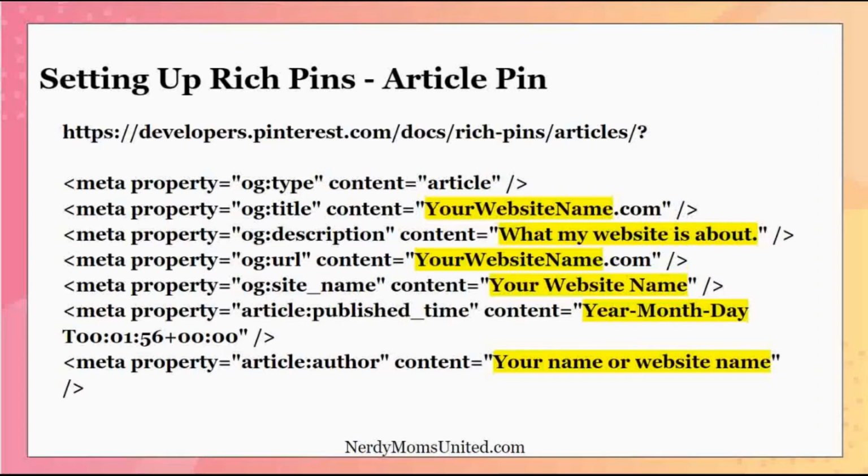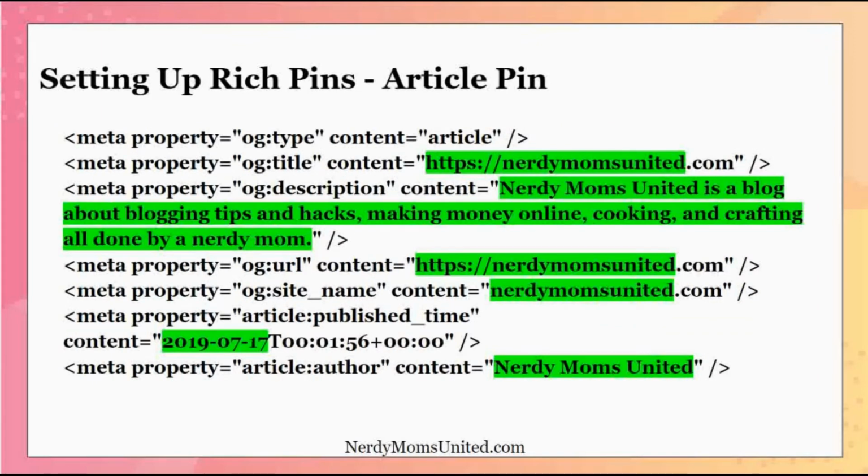So you'll copy this piece of code onto a notepad or some other text editor. And this is what you're going to do. You're going to change the yellow highlighted areas. This is what you're going to put there. You're going to put your website name. So I put my website name. I put a description of what my blog is about.